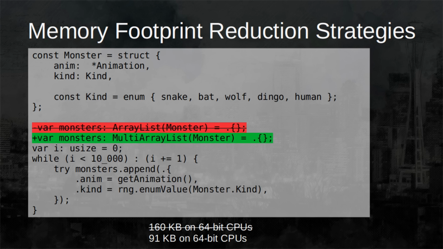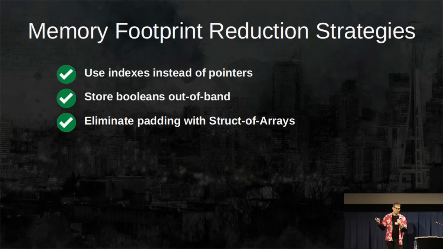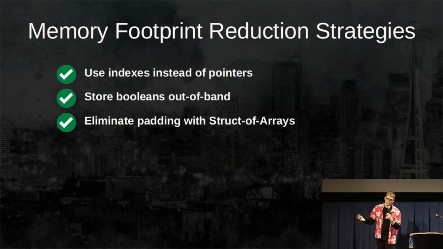So if we go back to our example, this is the 1-line fix. We just used a different data structure. And now we went from 160 kilobytes for 10,000 monsters to 91 kilobytes. That's no joke. That's a big savings, just by limiting the padding. So eliminate padding with struct of arrays. That's the trick. What else can we do?